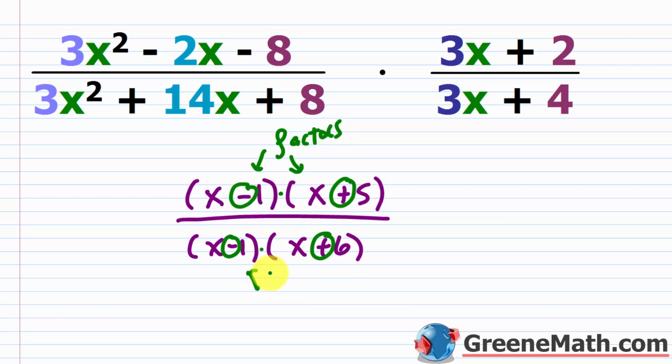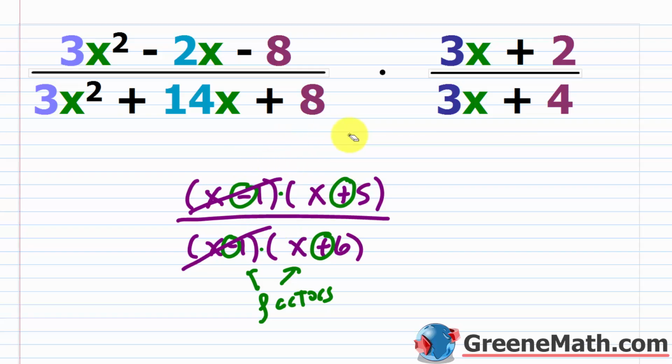And so I can cancel common factors. Between the numerator and denominator, I have a common factor of x minus 1, so it can be canceled or removed. One way to see this for sure, let me just erase this real quick.